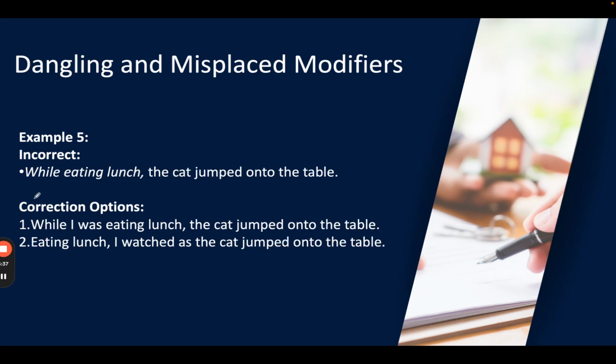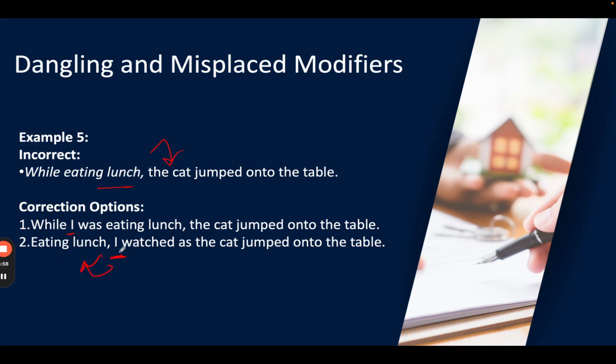Next sentence, while eating lunch, comma, the cat jumped onto the table. Now, who is eating the lunch? Is it the cat who is eating the lunch? It's illogical to say that. How do I correct this? I place the subject in the part before the comma, while I was eating lunch, comma, the cat jumped onto the table. Or I would say eating lunch, comma, I watched. I am eating the lunch.